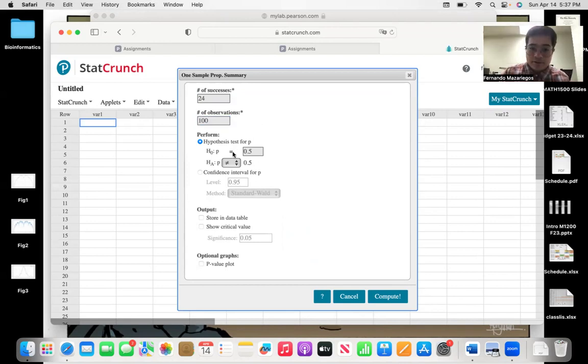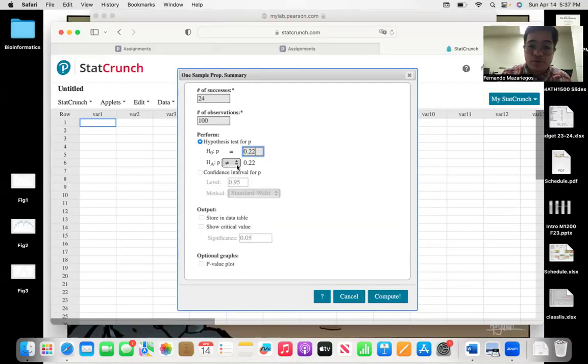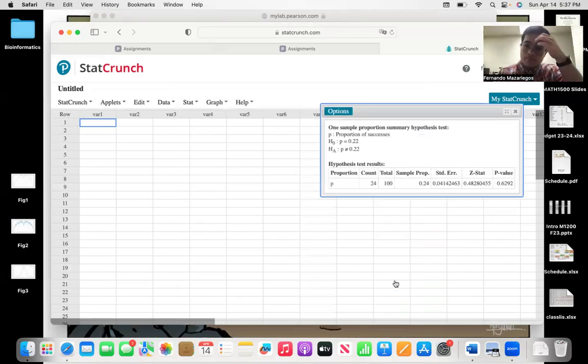Hypothesis test, notice by default, P equals something. So we change this value. In this case, our null hypothesis is 0.22. You can go back if you forget what it is, 0.22. And our alternative hypothesis is P different than 0.22. So notice we can also change that. It depends on the problem, what sign we will use. And that's it. We compute and we get this result. And what we want to pay attention to is this value here, the p-value.